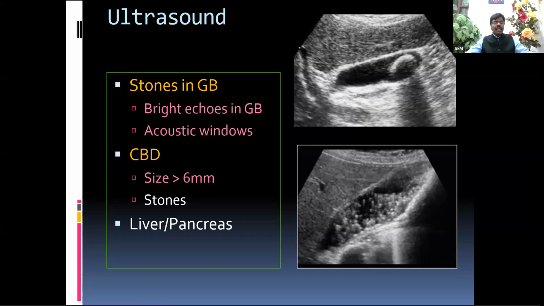The next important thing is we always look at the bile duct also. The size of the bile duct is an important thing you need to look for. 6 millimeter is a normal bile duct. Anything above 6 millimeter is a dilated bile duct. A dilated bile duct means a stone is there, indirect evidence. Sometimes you'll be able to see a stone, but the most important is the indirect evidence you should understand. So this is the rule of 6.